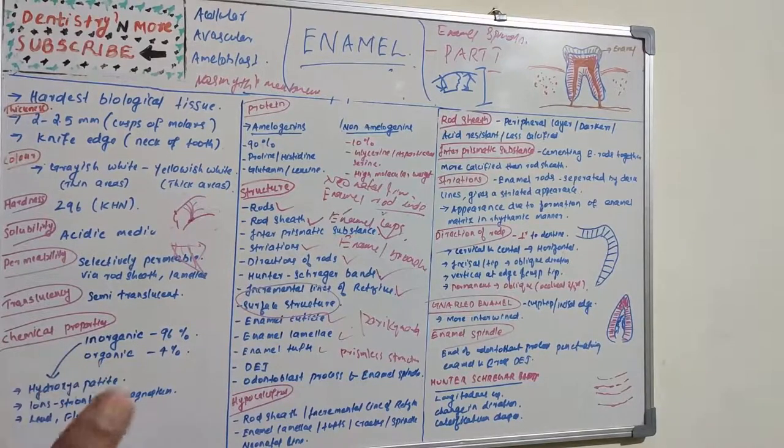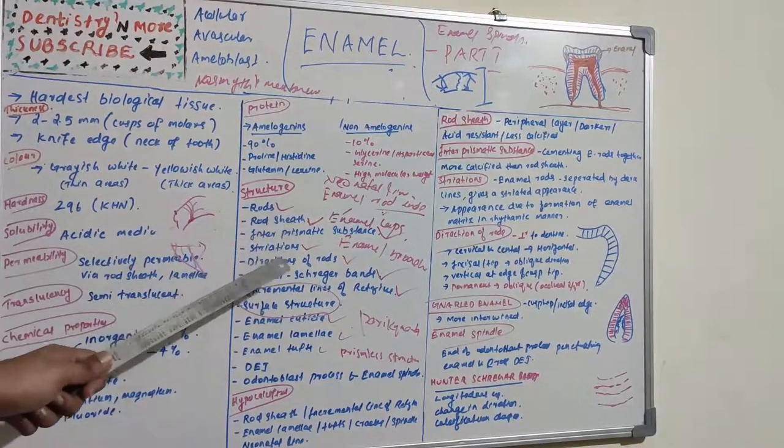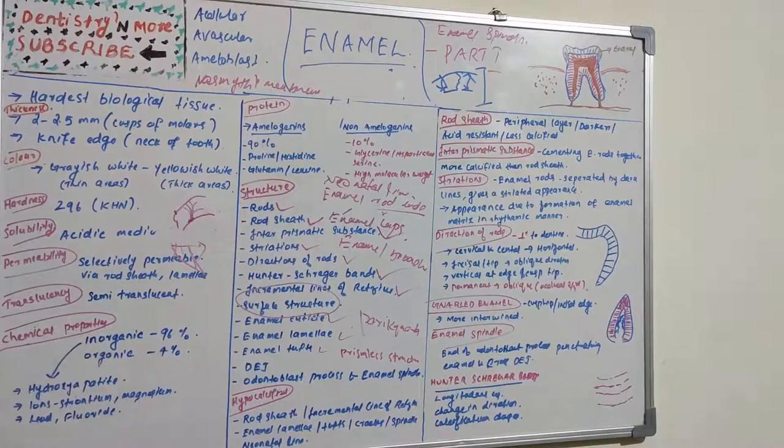All this will be dealt with in the next session, as it is becoming a very lengthy video. So we are stopping this session here, at directions of rods. We'll be coming with these topics, that is incremental lines of Retzius, Hunter-Schreger bands, and various surface structures, in my next video. Thank you.